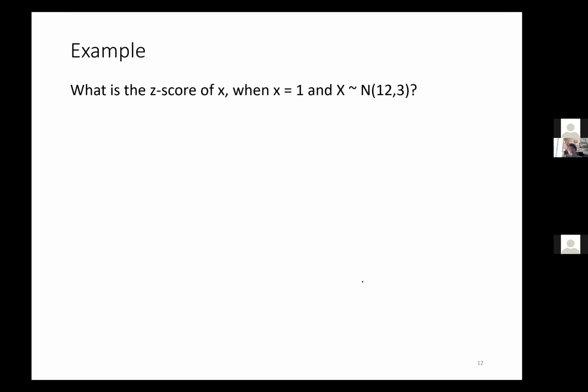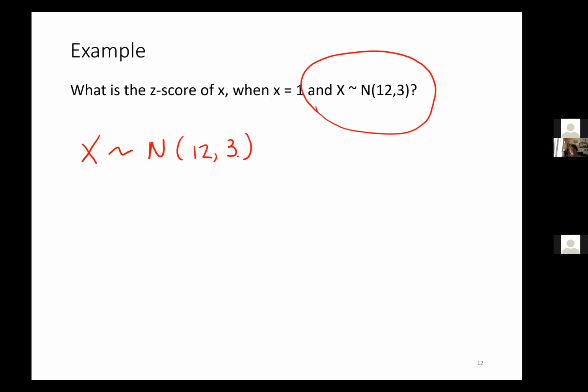So what's the Z-score then of X when X is 1 and you have X being described by a normal distribution whose mean is 12 and whose standard deviation is 3? So when you see this notation, that means this is the continuous probability distribution. It's normal. Capital N means it's normal. The first number in the parentheses is the mean of this distribution. And the second number is the standard deviation.